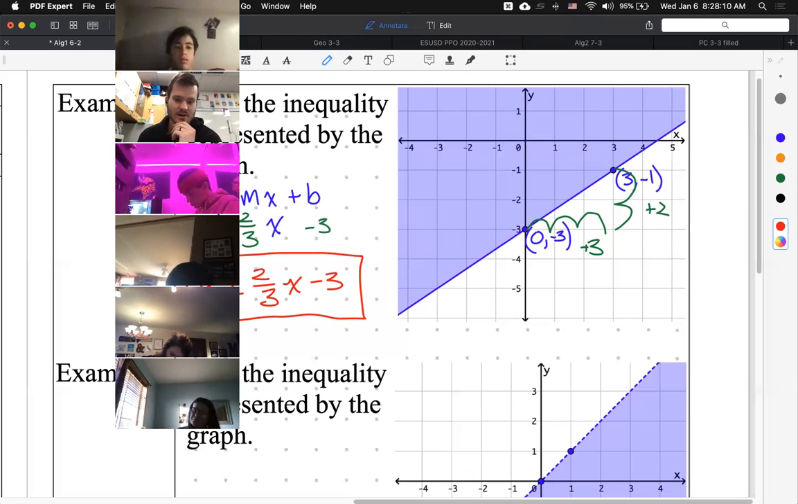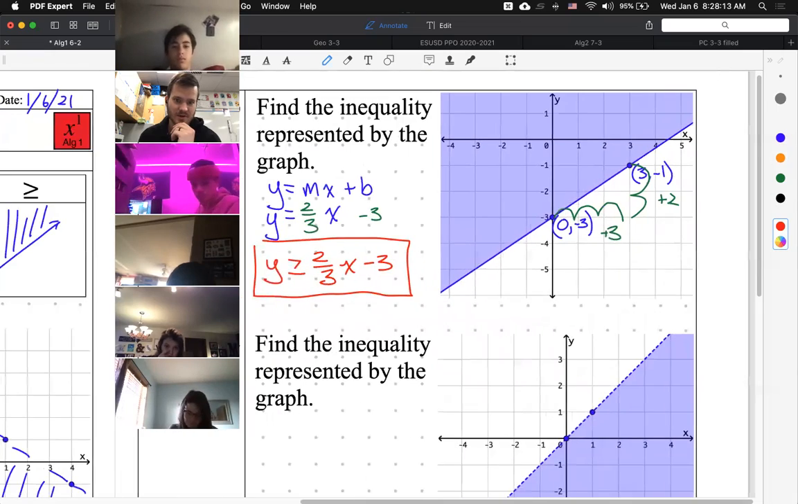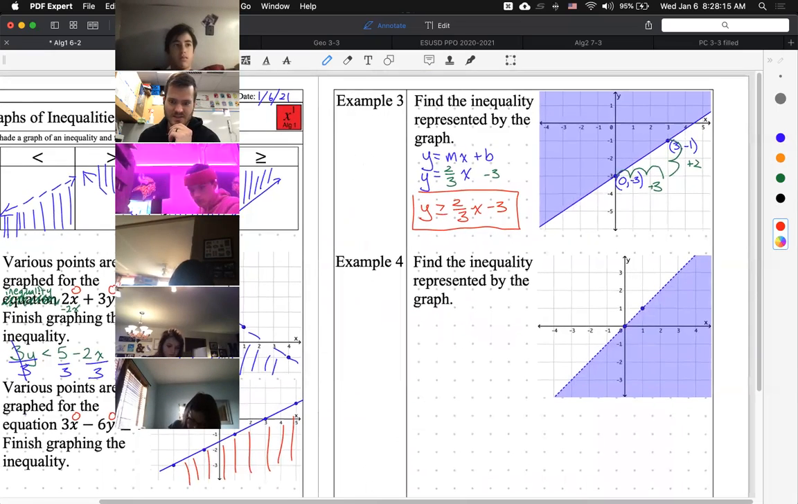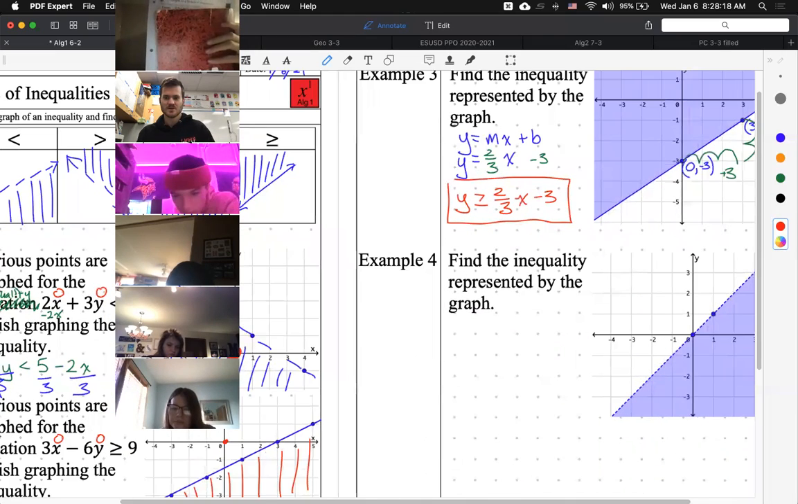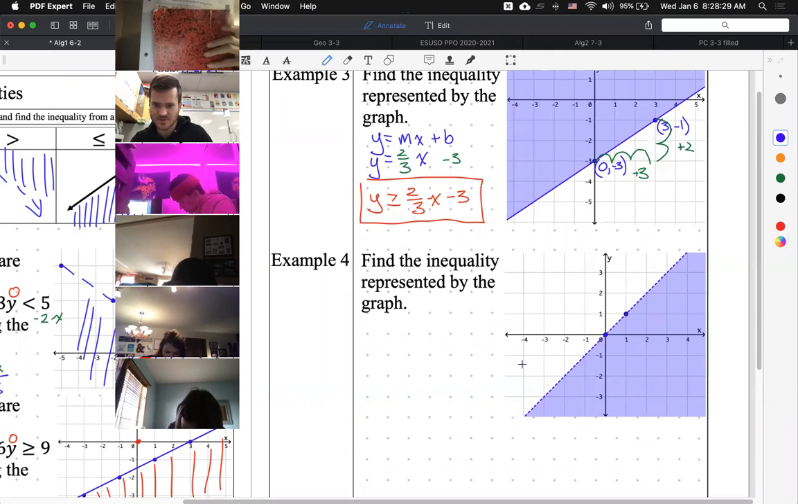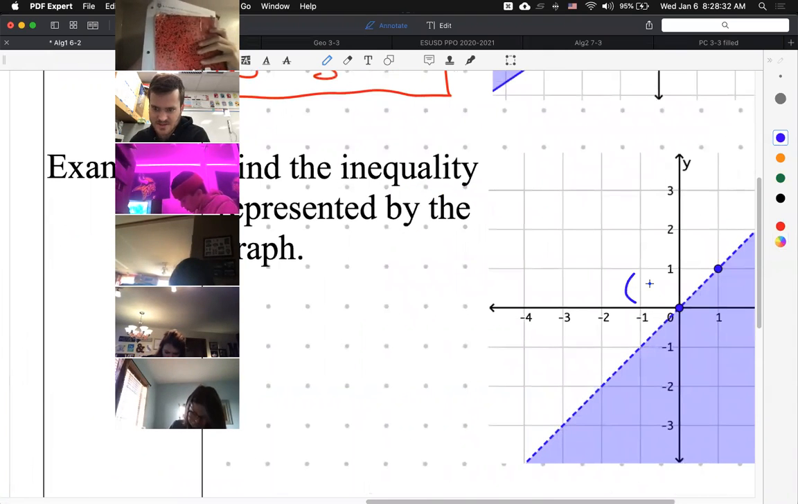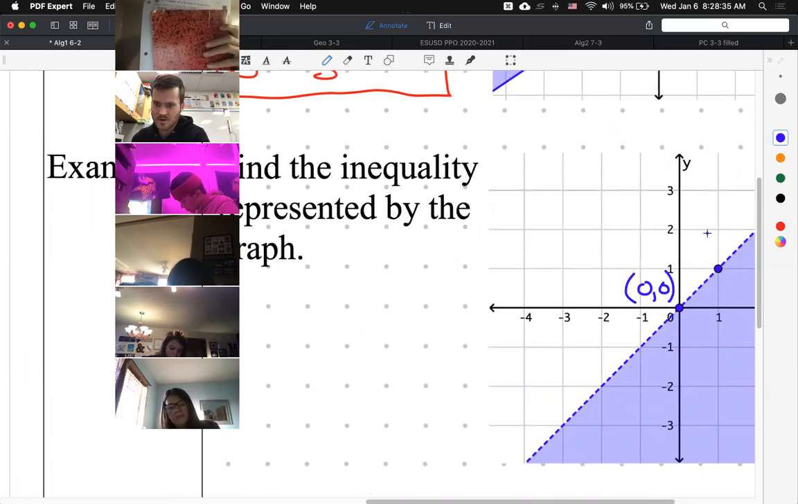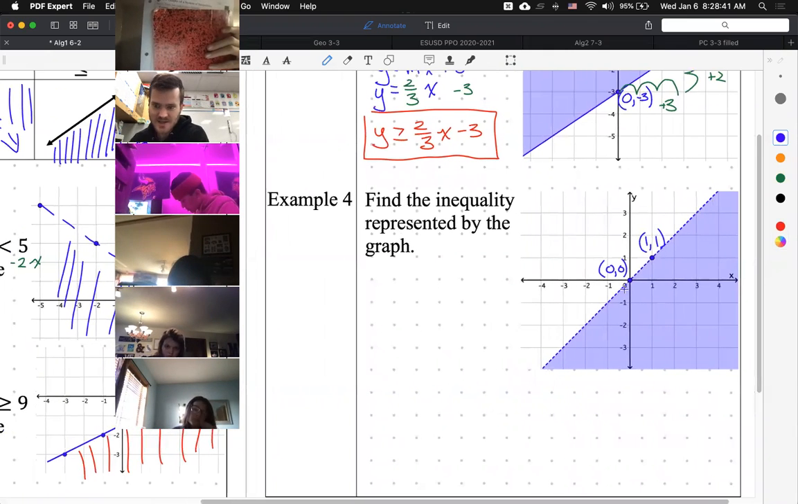What I want everyone to do right now is take some time to maybe finish copying down example 3 and also begin on example number 4. So just me verbally describing it to make sure that you have it correct for your notes. Example 4 is an even easier problem to graph because it has 2 points, one at 0, 0. I'll label a point 2 just in case it's not super easy to see. It's 0, 0 at the origin, and then 1, 1. It just goes right one, up one. And it is a dashed line with the shading below the line. I want you to find the inequality that represents that graph. Good luck.